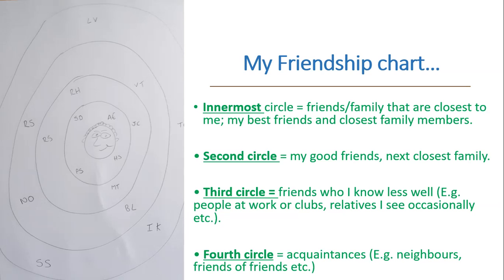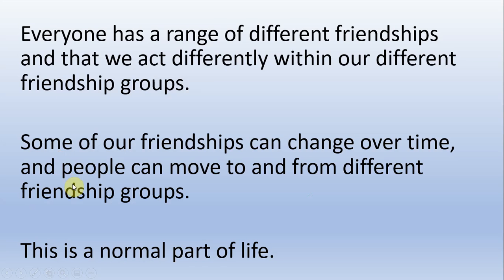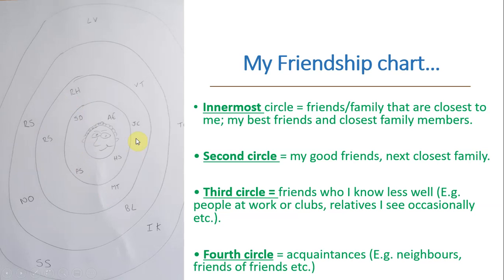In the second circle here, I've put my good friends. So they're my next closest family. And then working outwards in the third circle, I've put friends that I know less well. So maybe it's people I work with, people that I see at clubs, maybe some relatives that I don't see very much, just every now and then.